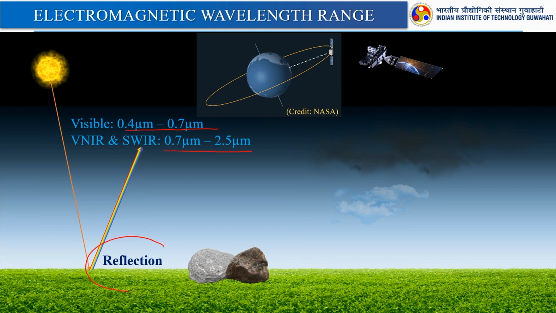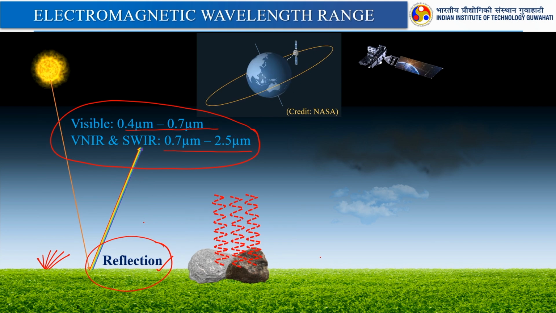we call it reflective domain. That means the energy which is getting reflected from the surface itself is getting captured in this particular wavelength range, and it is called reflective domain or reflection we are capturing. In further longer wavelength region, here you can see the thermal infrared, 2.5 micrometer to 16 micrometer.